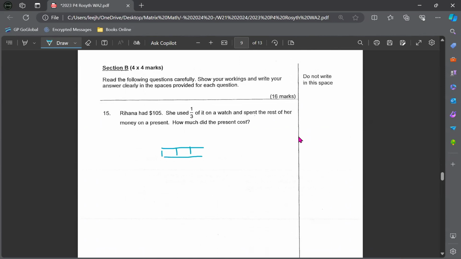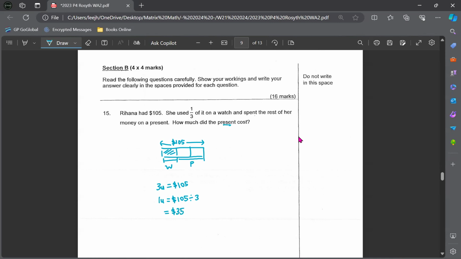So 1/3, that means you have to cut the model into 3 parts. Total 105. 1/3 on the watch, this will be on the watch. This will be on the present. So you can see over here how many units represent 105. It's 3U. Look for 1 unit. 105 divided by 3, it would be 35.